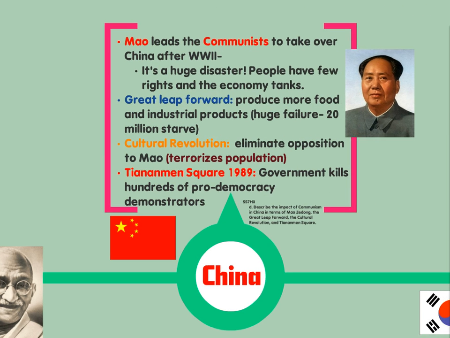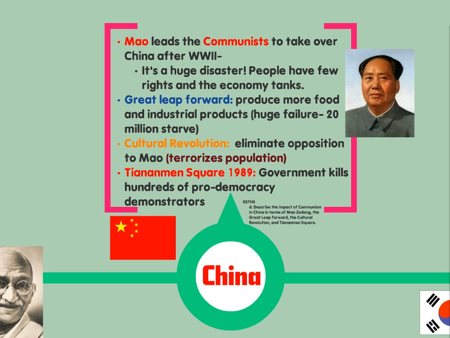We learned about communist China during this unit, and we learned the person that we need to know about there is Mao Zedong, or Chairman Mao. He led the communists in their takeover of China after World War II, which of course we know became a huge disaster. People have very few rights under communism, and the economy ends up being very poor.